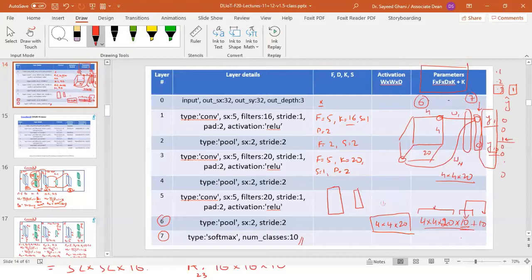Are you getting the big picture? So this is how you're calculating the number of parameters, and this is how you are converting from the second last layer into the last layer through a Softmax layer.